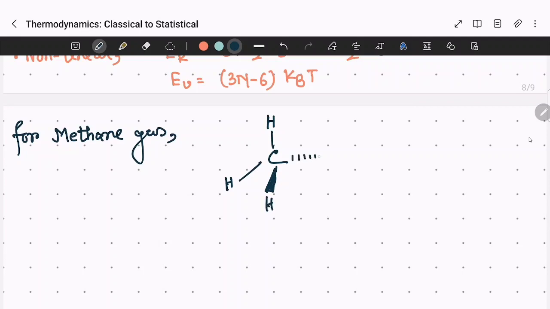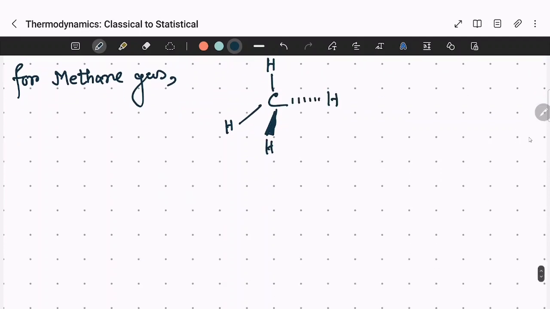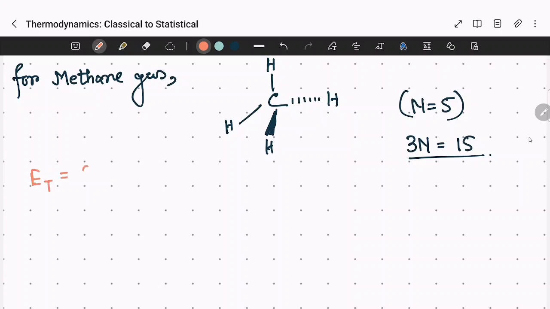This is methane gas, CH4. So N, the number of atoms, is 5, so the total number of modes should be 15. Now we have to calculate Et first. Et should be 3 into half kBT. There will be no change.